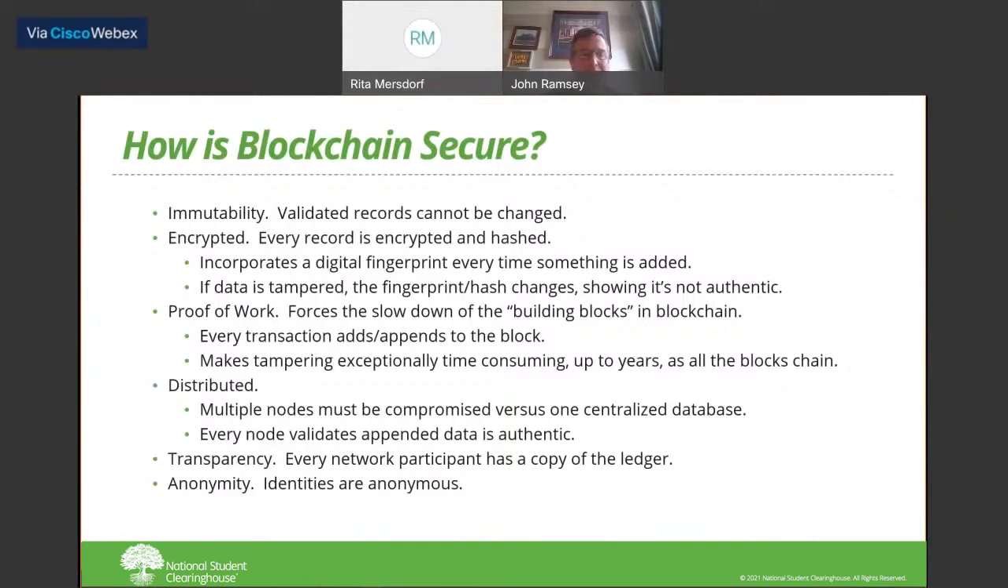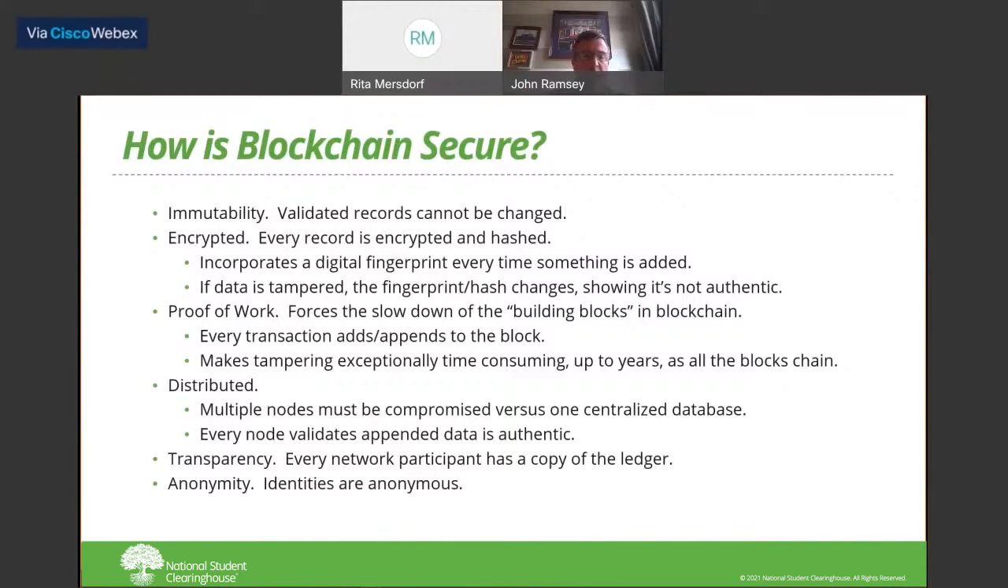And then there's a very detailed concept called proof of work. Proof of work, in the absolute simplistic way of defining this, forces the slowdown of the building blocks in the blockchain. Proof of work is a concept that requires the people who own all of these computers in the blockchain network, all of these nodes, to solve an exceptionally complex mathematical problem in order to add something to the block or to the chain or to fulfill a transaction. A lot of times this is called mining, and miners are usually rewarded for their work.